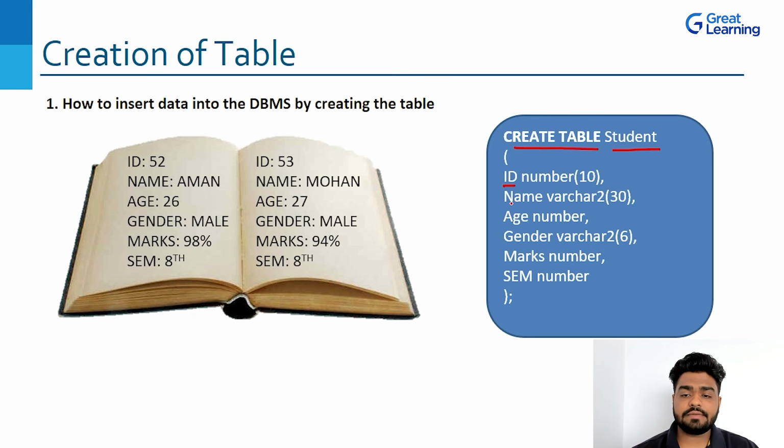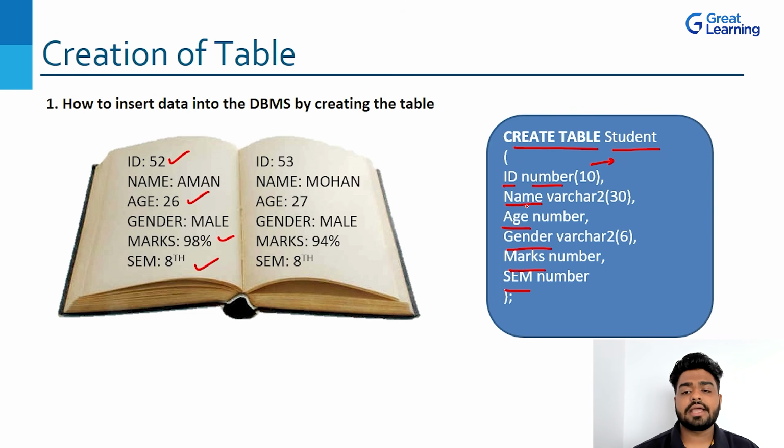Now we have the ID, name, age, gender, marks and SEM. Obviously, ID, age, marks and SEM, you know that these are numbers. If you see here, 52, 26, 98, 8, these all are numbers, right? So we have here number. Now ID, we know that it can be only till 10 digits. It should not exceed 10 digits. If it is exceeding 10 digits, my DBMS is not going to accept it.